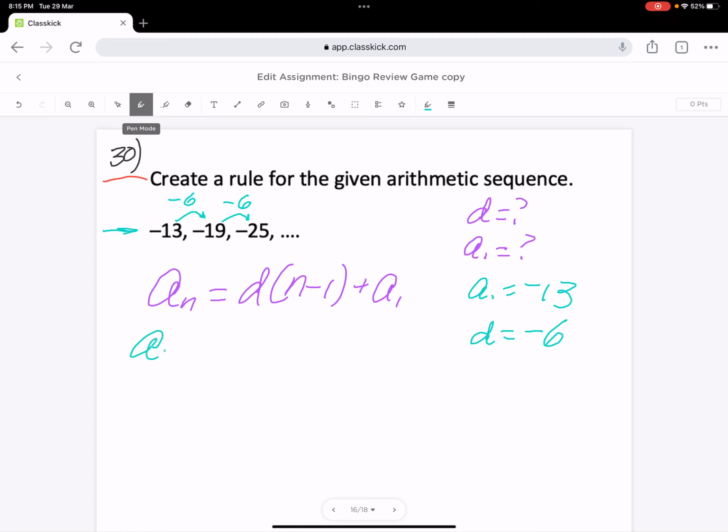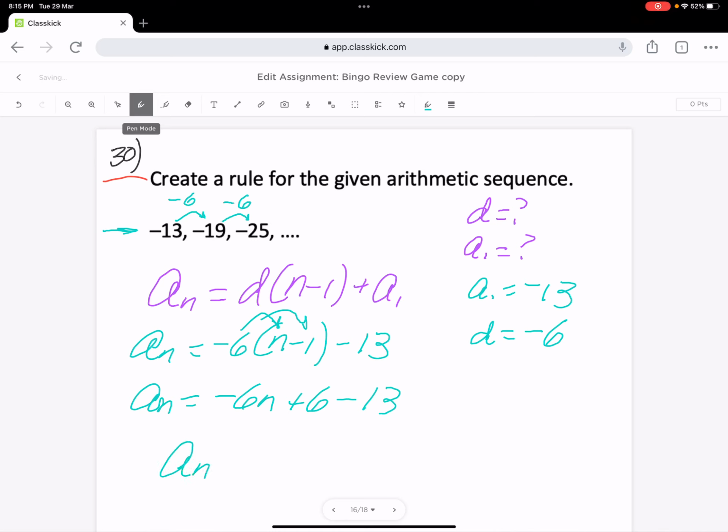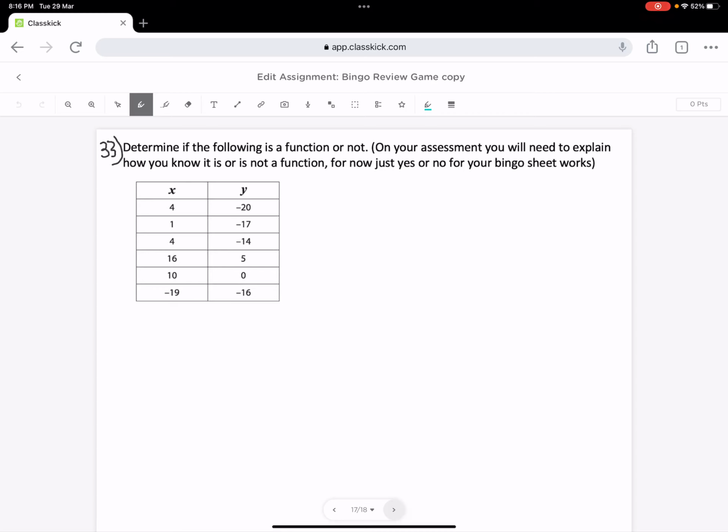Now just plug in: a sub n is equal to -6 times (n minus 1) minus 13. Then I just need to simplify. I'll distribute the -6 in, so a sub n is equal to -6n plus 6 minus 13. And then we finish with a sub n is equal to -6n minus 7. That will be our rule for this given arithmetic sequence, and that is it for that one. There are 2 more questions and then we're done with this video.